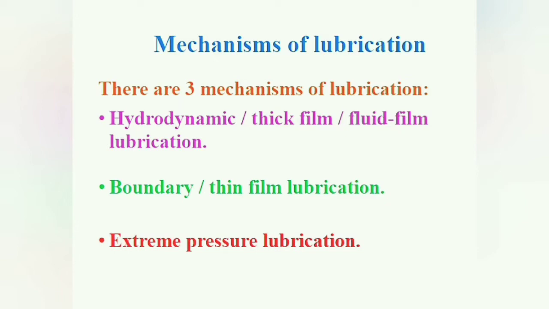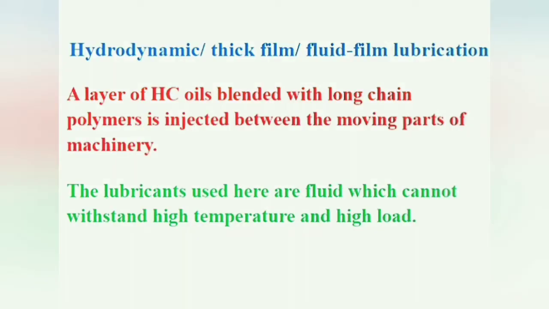Let's start with the mechanisms of lubrication. There are three mechanisms: hydrodynamic or thick film or fluid film lubrication, boundary or thin film lubrication, and extreme pressure lubrication. So these are the three mechanisms of lubrication, and in this video we will study each type of mechanism one by one. The hydrodynamic, as the name suggests, is made up of two words. Hydro means liquid and dynamic means in continuous motion.